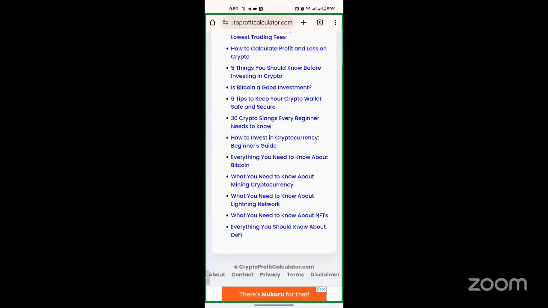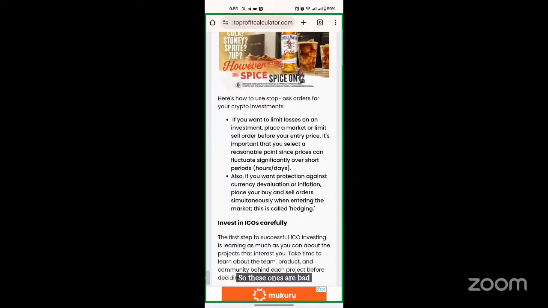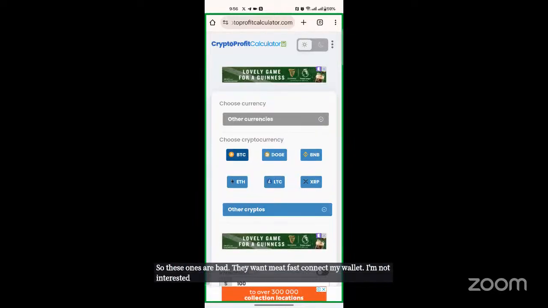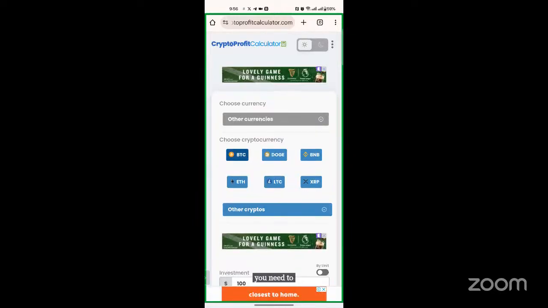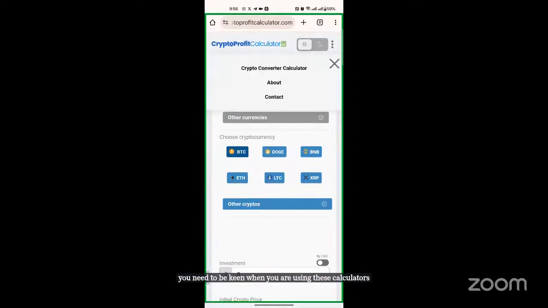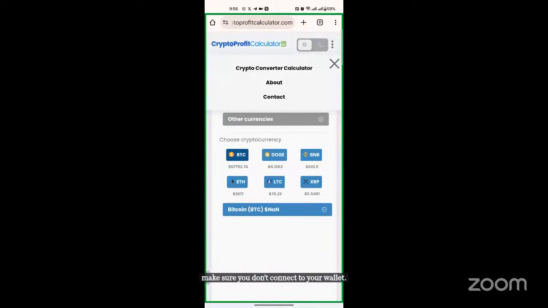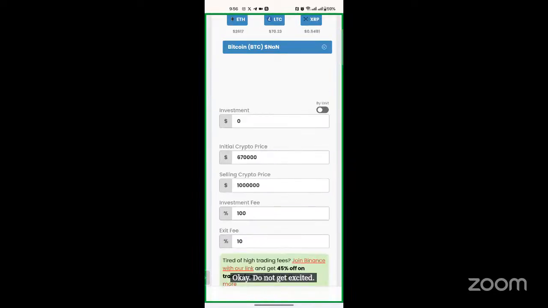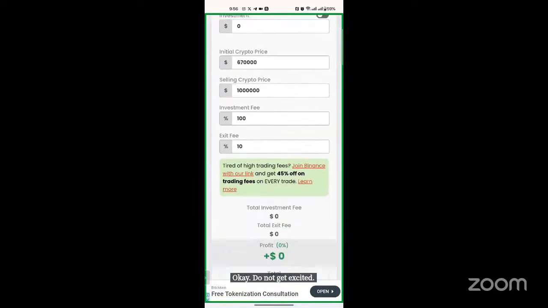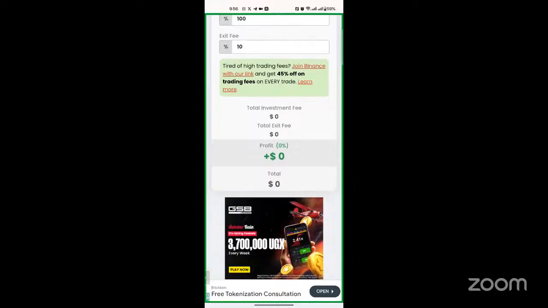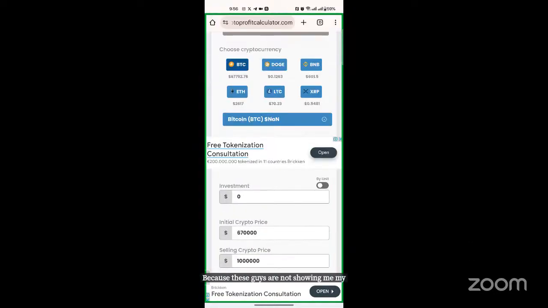So these ones are bad. They want me to first connect my wallet. I'm not interested. You need to be keen when you are using these calculators. Make sure you don't connect your wallet. Okay? Do not get excited because these guys are not showing me my profit down here.